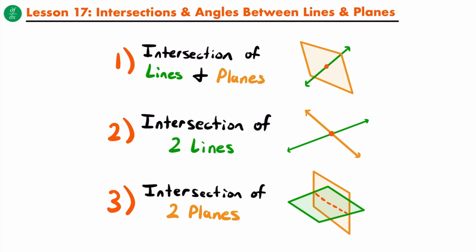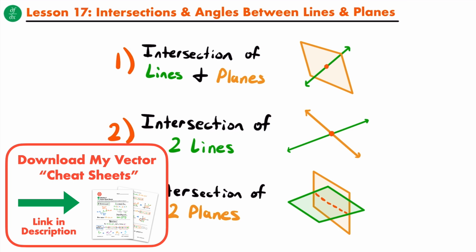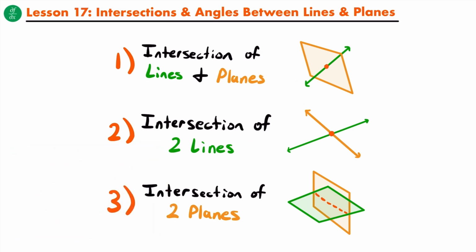All right, and so there's three different types of intersections that we're going to look at in this video. First, we're going to look at the intersection of lines and planes. Then we'll look at the intersection of two lines, and then we'll look at the intersection of two planes. And in addition to looking at how to find each of these types of intersections, we will also look at how to find the angle of intersection for each of these types. Okay, but with that, let's take a look at our first type of intersection.